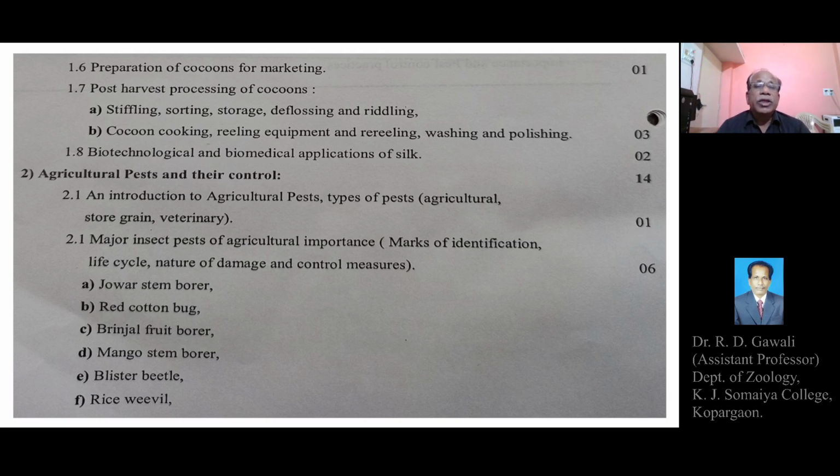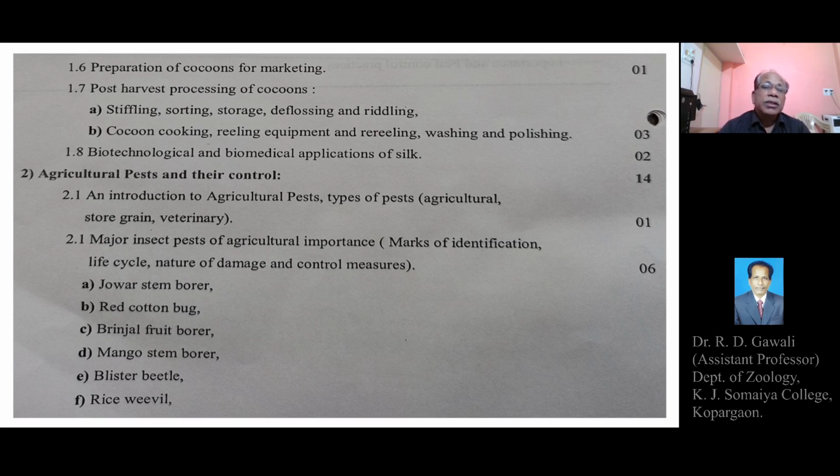The first one is Jawar stem borer. This is the insect pest called Jawar stem borer, or it is a moth. It is a type of moth, and its larvae are harmful for the jawar crop. Then red cotton bug. This is another insect pest attacking crops like cotton. Then the third one is brinjal fruit borer attacking the brinjal fruit or brinjal crop. Then mango stem borer, which is also an insect pest attacking the mango crop.